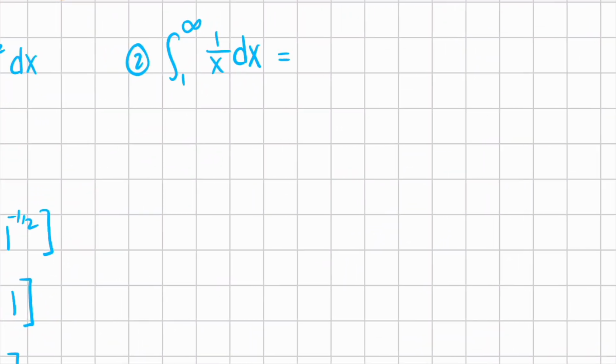Okay, for this one, I'm taking the integral from 1 to infinity, so same thing. I want the limit as b goes to that infinity, and now I'm integrating from 1 to b. Same thing, we're going to evaluate our definite integral, and then we will take the limit.